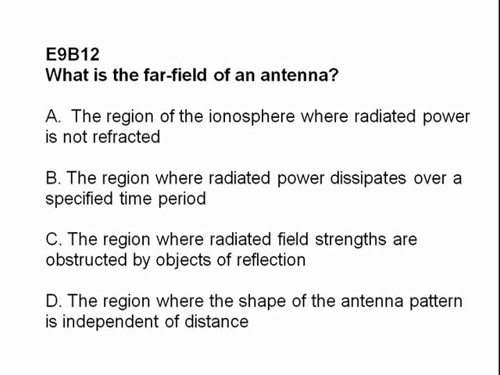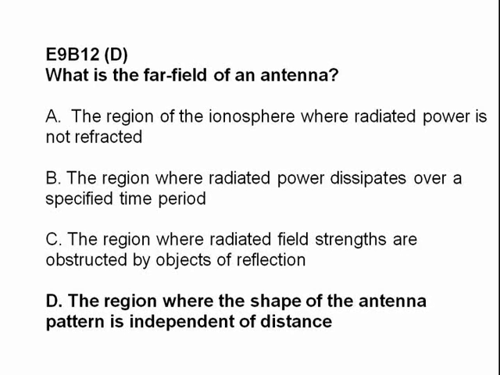What is the far field of an antenna? A, the region of the ionosphere where radiated power is not reflected. B, the region where radiated power dissipates over a specific time period. C, the region where radiated field strengths are obstructed by objects of reflection. Or D, the region where the shape of the antenna pattern is independent of distance. Answer D, the region where the shape of the antenna pattern is independent of distance.